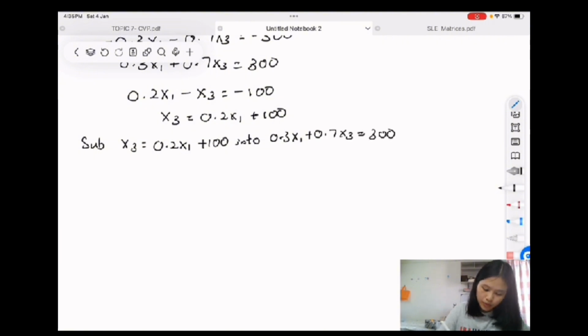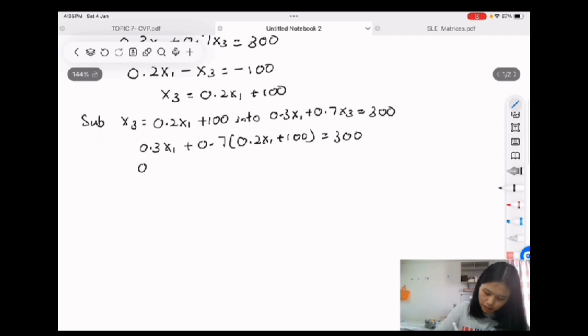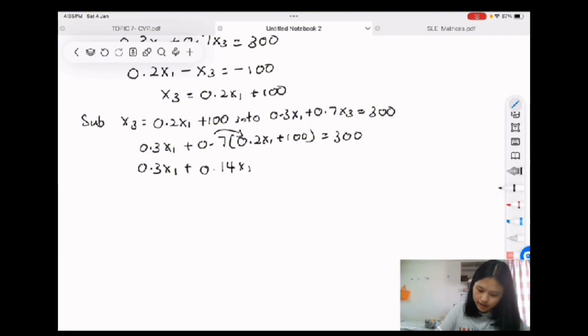So we will get 0.3x1 plus 0.7 times (0.2x1 plus 100) equals 300. 0.3x1 plus 0.7 times 0.2x1, we will get 0.14x1, and 0.7 times 100, we will get 70, equals 300. So 0.44x1 equals 230. So x1 equals 522.73.